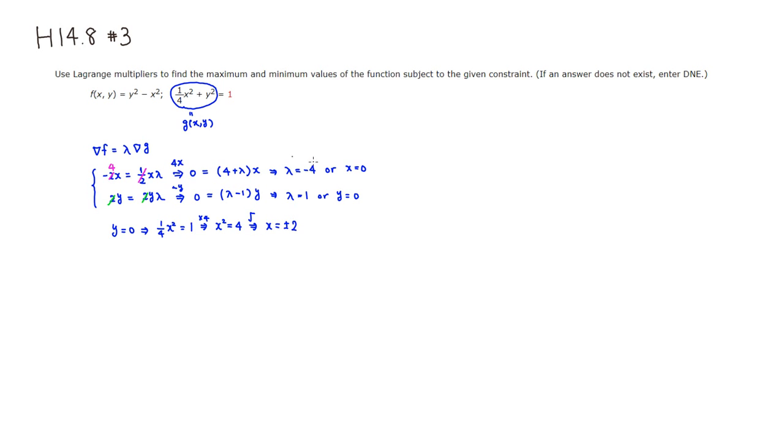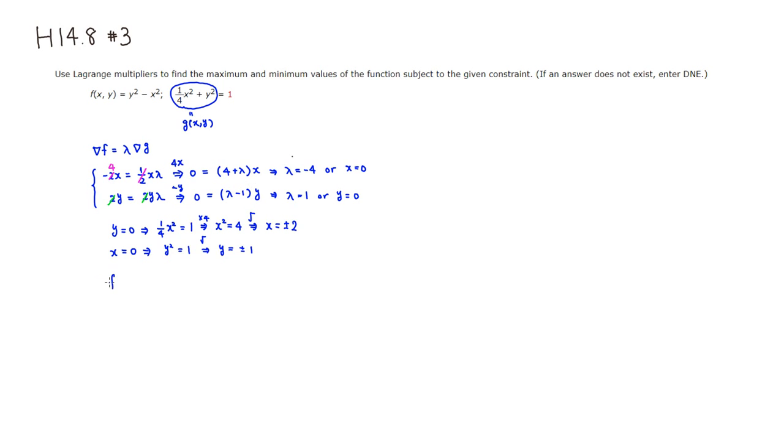All right, so we got that. And what if x equals 0? If x is equal to 0, then using the constraint, y squared must be equal to 1, which tells you that y is equal to, by taking the square root, plus or minus 1. So we have 4 possible points that we need to evaluate.